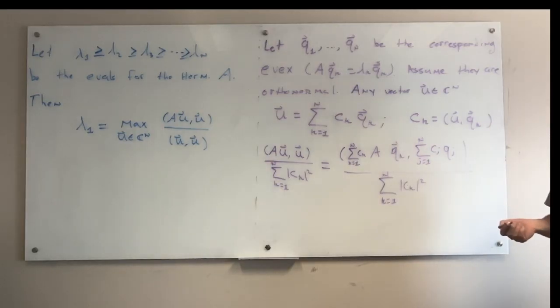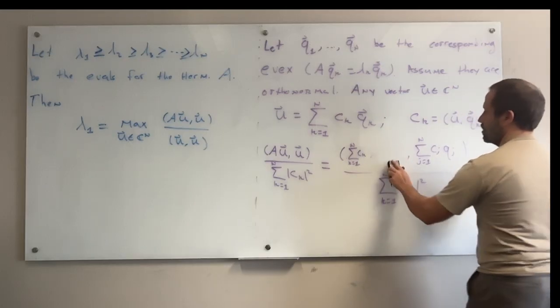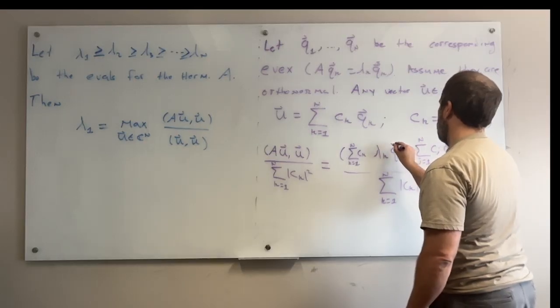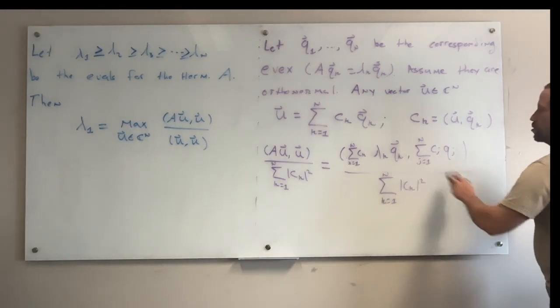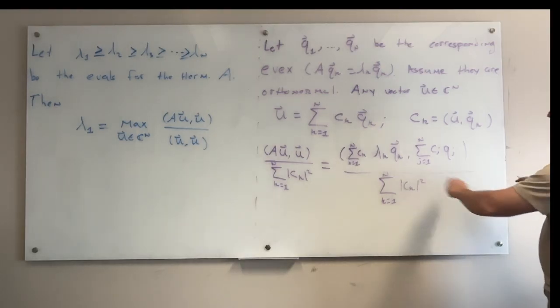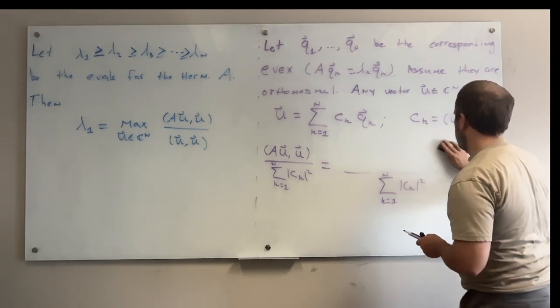But what is A times qk? It's just lambda k times qk. So this is lambda k qk. Okay, now we're going to have something very similar happen. This is orthogonal. When we pull out the sums, the only terms that are going to survive are when k and j are equal to each other. And so when we do that, we're going to get the following.